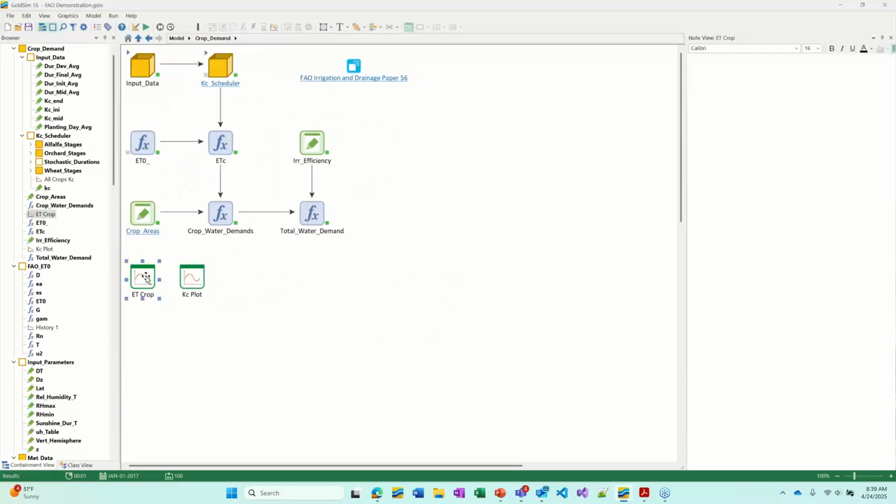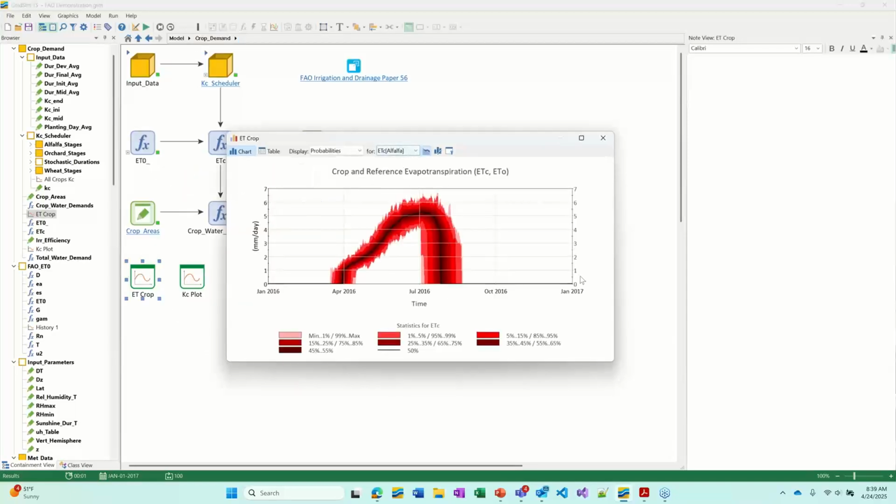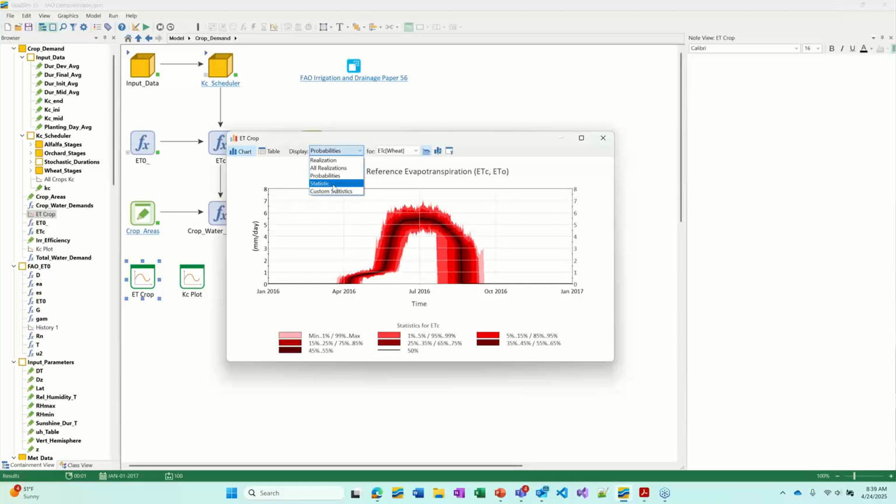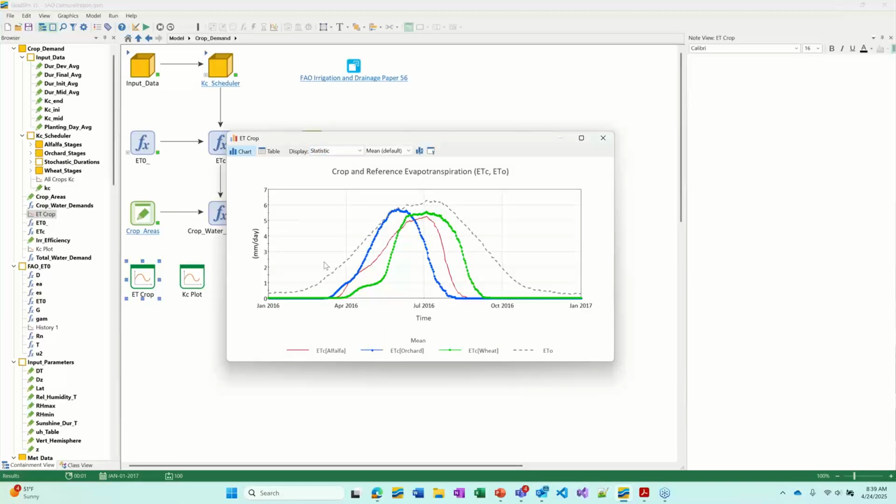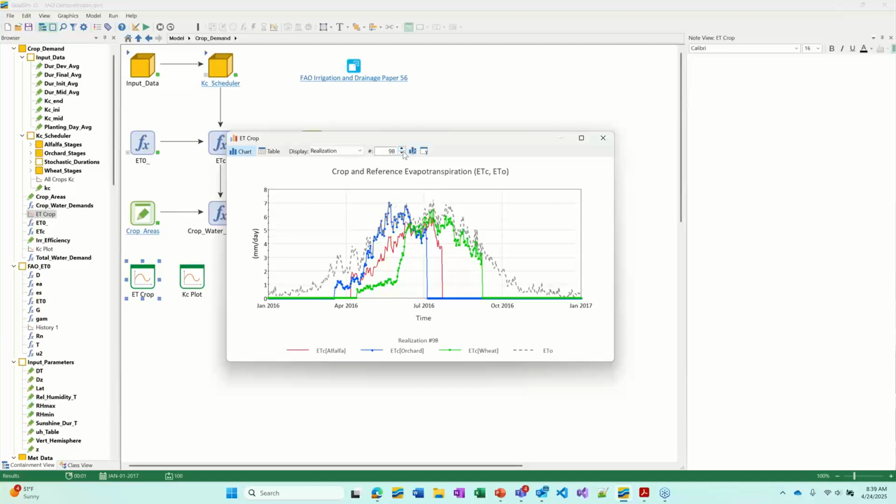Okay, so with that, then we have both the uncertainty of the reference ET, and then we also have the uncertainty of the timing of the growth periods for the specific crop types. So we can look at these for each, flip through them. We can look at statistics to see, statistically, this is the average of each of these crop types over time. And we can look at one at a time and see how they change.